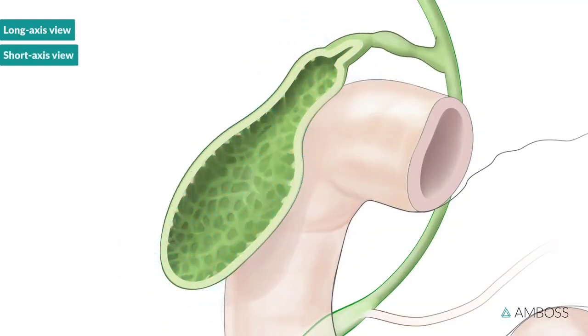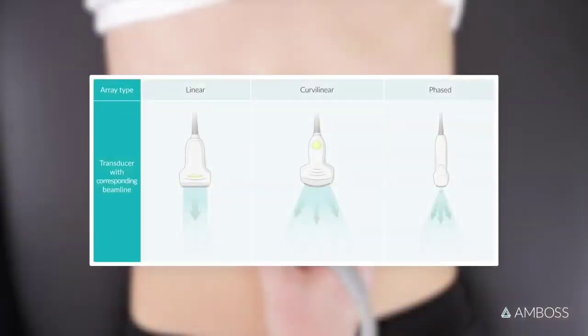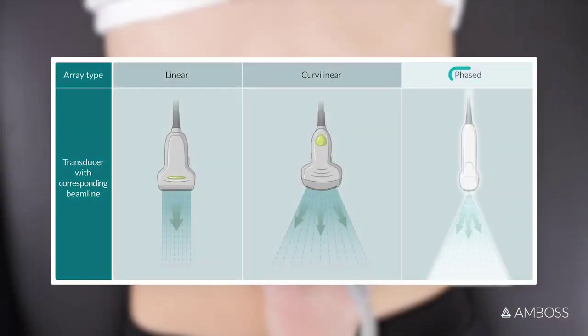We'll now demonstrate how to scan the gallbladder, first in the long axis, then in the short axis. Afterwards, we'll show you the normal findings and abnormal findings of a gallbladder scan. We can use a curvilinear or phased array probe for these scans.